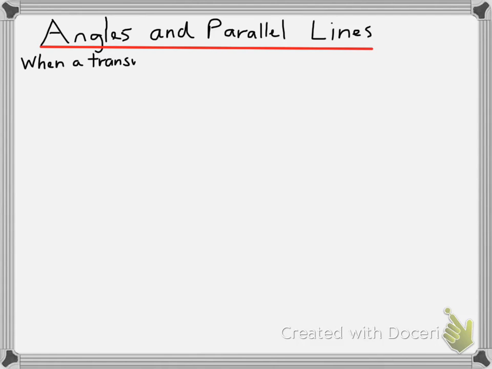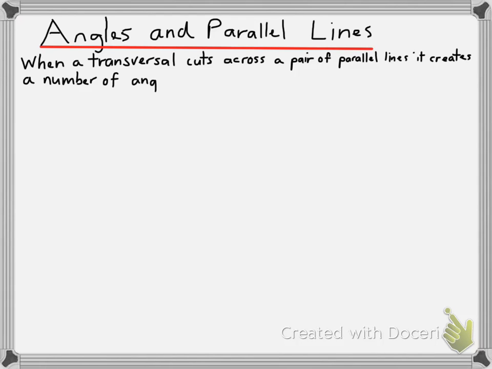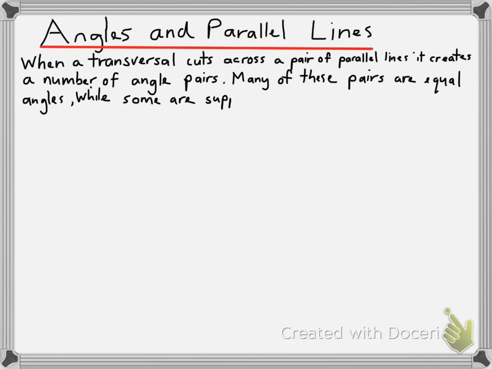In this lesson we're going to look at angles and parallel lines. When a transversal cuts across a pair of parallel lines, it creates a number of angle pairs. Many of these pairs are equal angles, while some are supplementary. That means they add to 180 degrees.